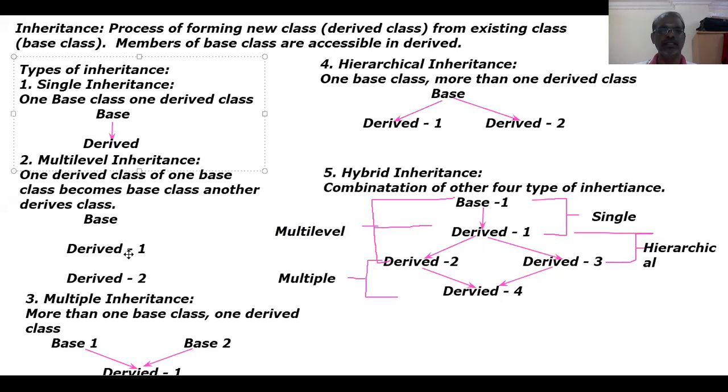Base class has one derived class. This derived class acts as a base class for another derived class. Multiple inheritance. More than one base class, one derived class. This derived class inherits more than one base class. Hierarchical inheritance. One base class, more than one derived class. Hybrid inheritance. Combination of the other 4 types of inheritance: single, multi-level, multiple, as well as hierarchical inheritance.